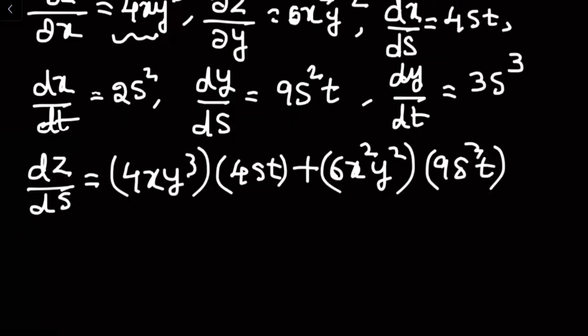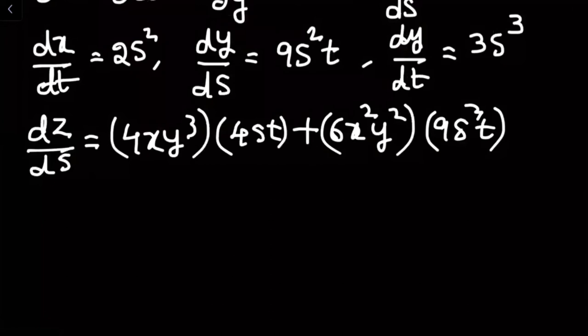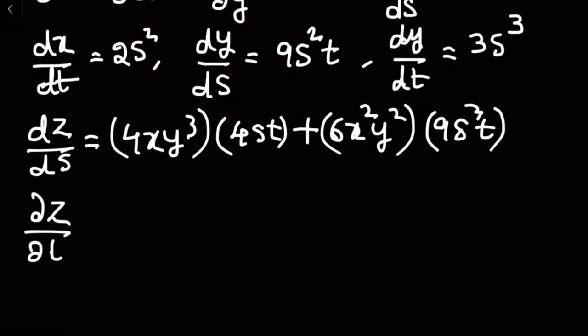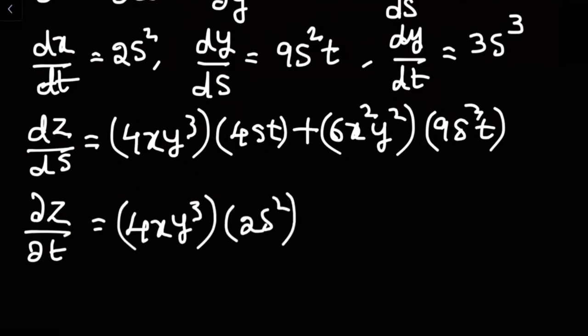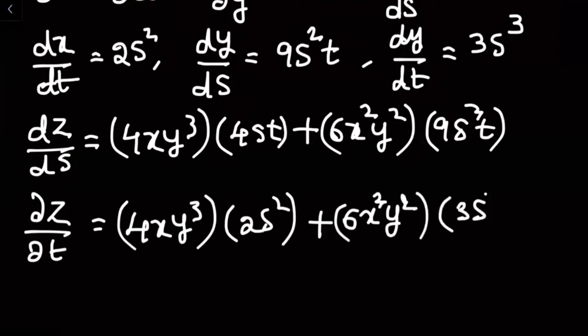And in order to get dou z by dou t, we'll have to multiply 4xy³ times 2s² this time, plus 6x²y² times 3s³. This is how we can calculate the chain rule of a two-variable function. Let us calculate for a three-variable function.